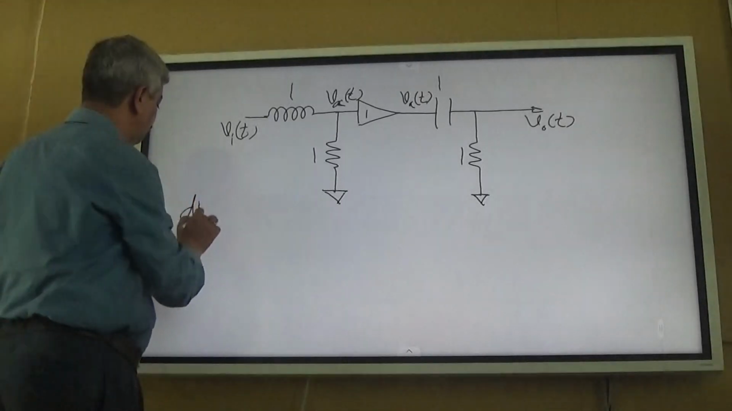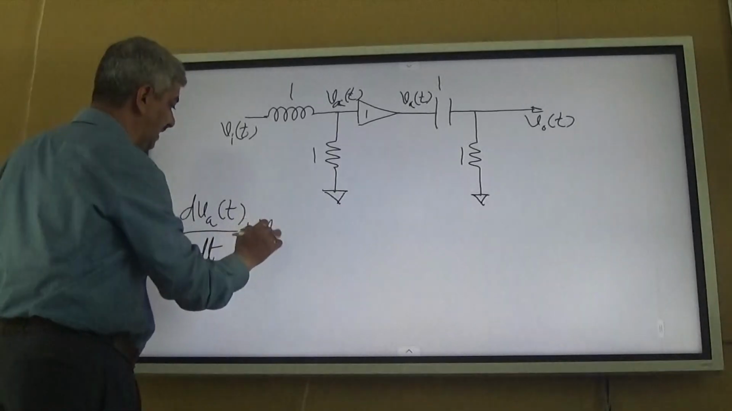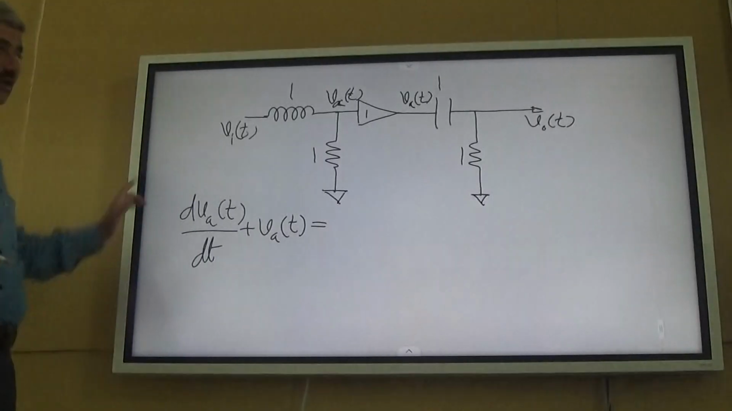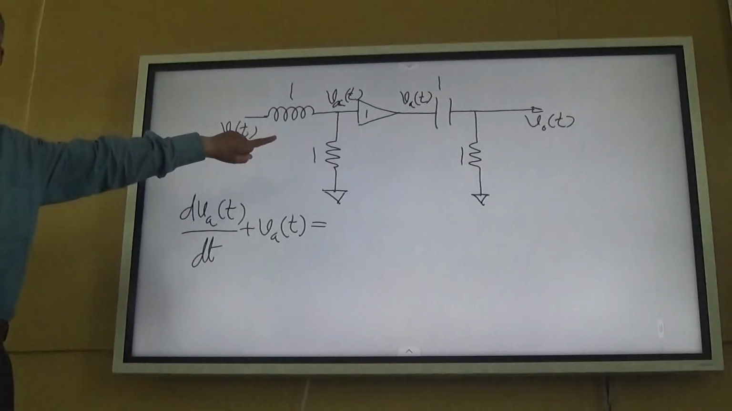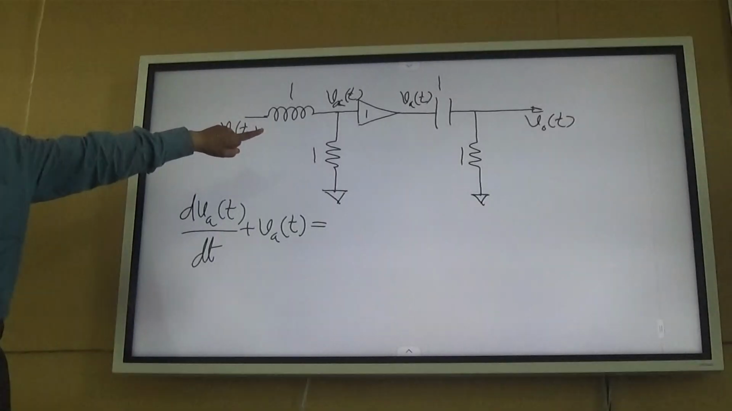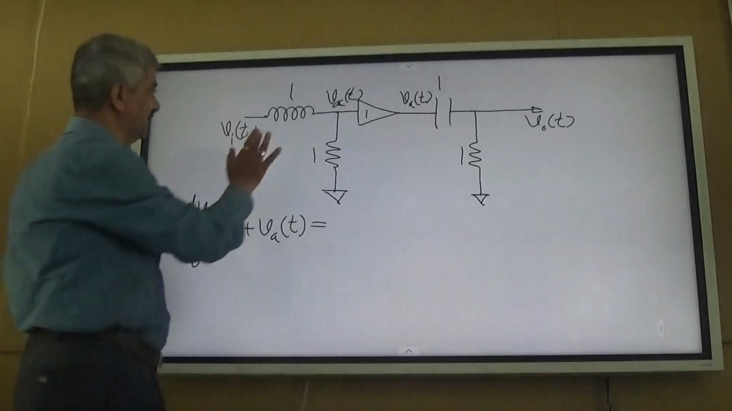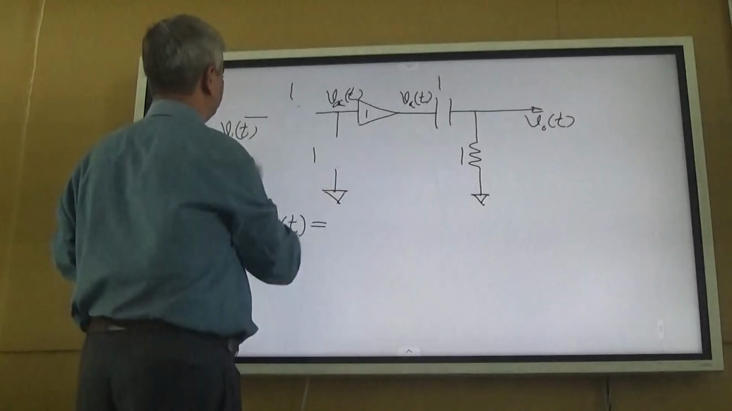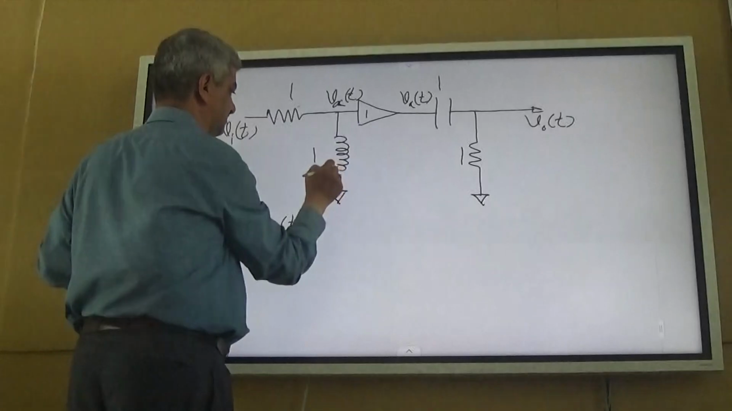d VA(t) by dt plus VA(t) is equal to, for this L and R, not V in t. Is it right, V in t? So we make a small change. What change we do is this change, otherwise it will remain the same as yesterday.